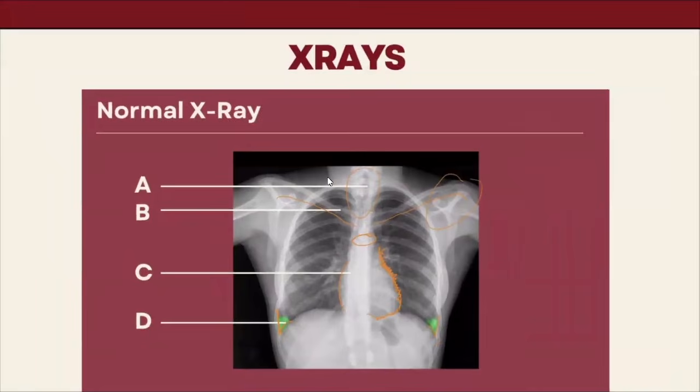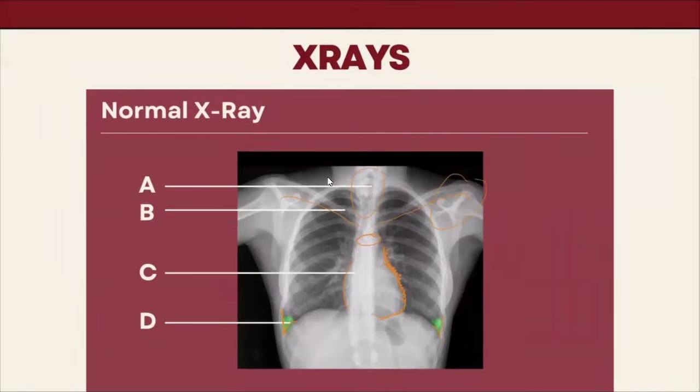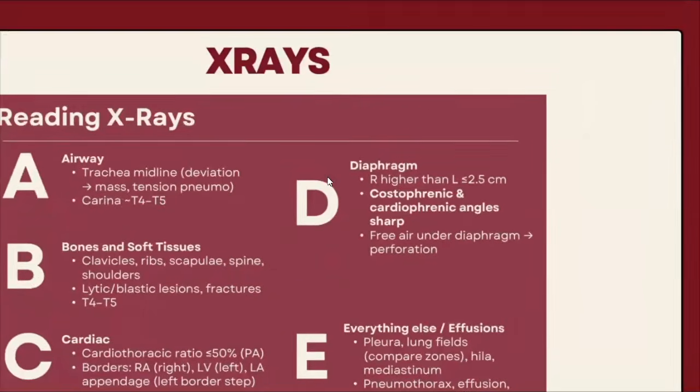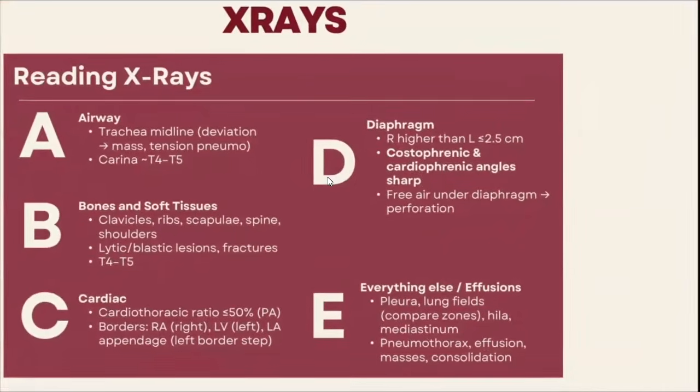Then E is everything else. This is just overall how you read an X-ray, regardless. E is everything else: effusions, you look at the overall look of it. Do the lung fields look clear? And so on and so forth.